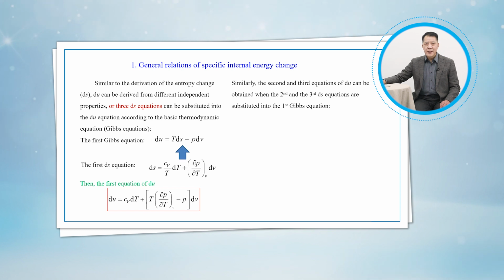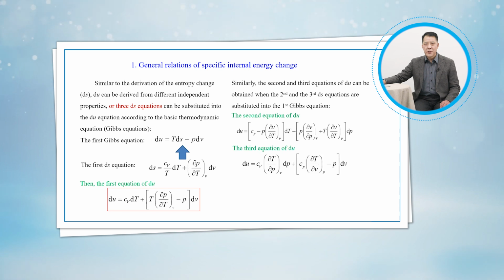Similarly, the second and the third equations of du can be obtained when the second and the third ds equations are substituted into the first Gibbs equation. The second equation of du is, the third equation of du is.